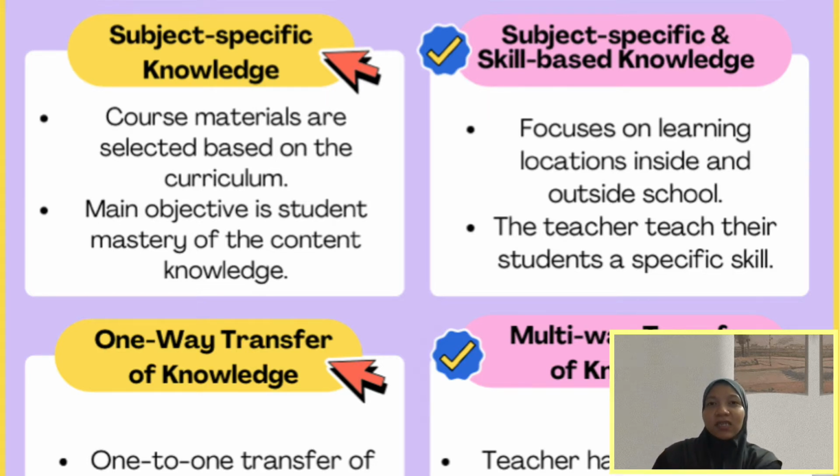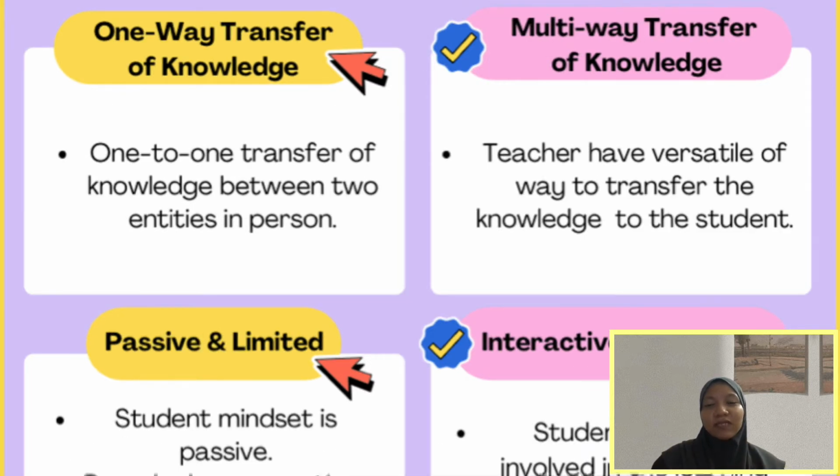And the third Islamic education teaching method is one-way transfer of knowledge. So what is one-way transfer of knowledge? One-way transfer of knowledge is one-to-one transfer of knowledge between two entities in person. So the two entities in person are the teacher and the student. The teacher will transfer the knowledge to the student, and this is one-way transfer of knowledge. Only the teacher transfers the knowledge to the student.